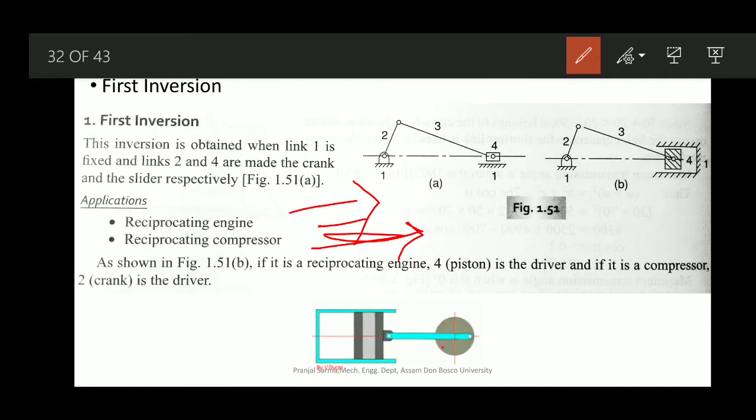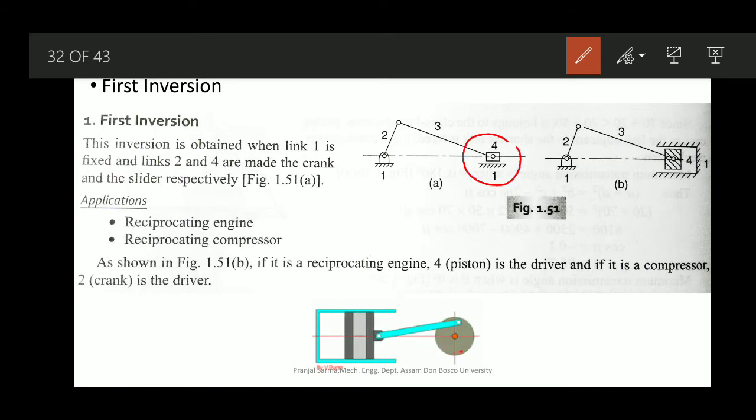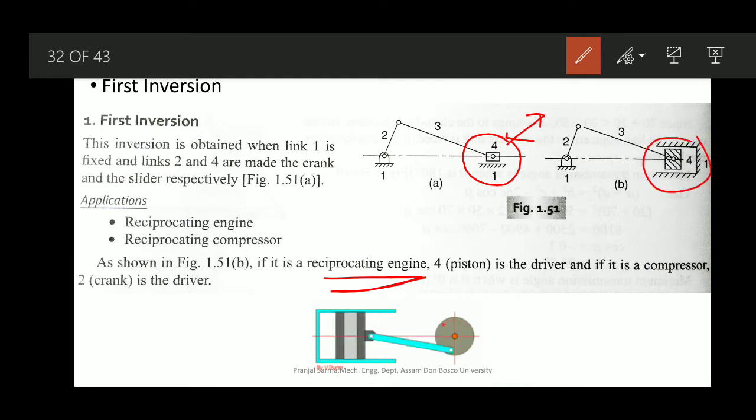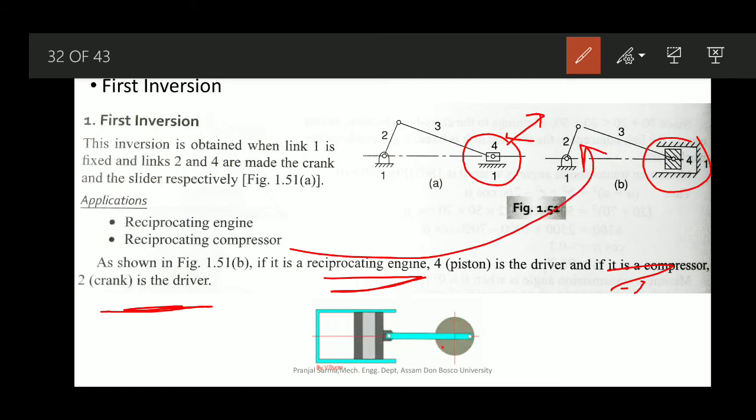From this figure, if we are talking about a reciprocating engine, then this piston is nothing but the slider in our case. When the slider is the driver, it acts like a reciprocating engine. If it acts like a compressor, then link 2, the crank, is the driver. So whenever it is a reciprocating compressor, link number 2 is the driver.